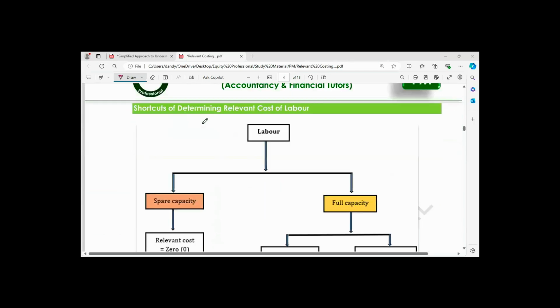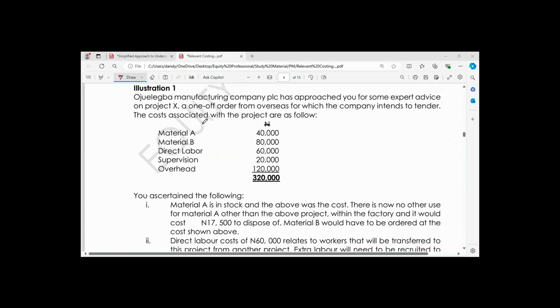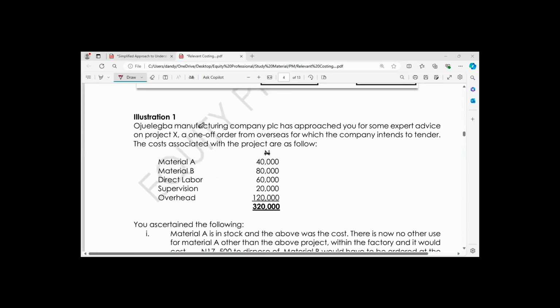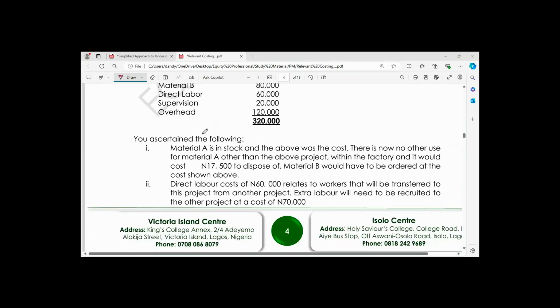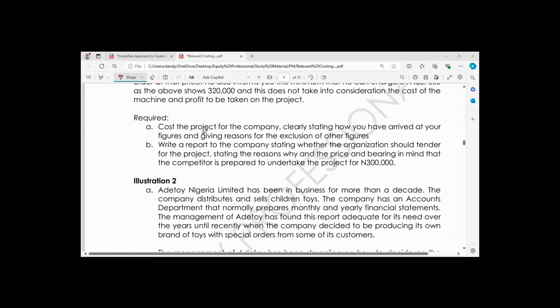So we had one illustration, illustration number 1, which took us to this particular question. There are 2 stages. One is to determine the relevant cost. Then the second stage is to write a report to the management of Oju Elegba. So that we did last time.